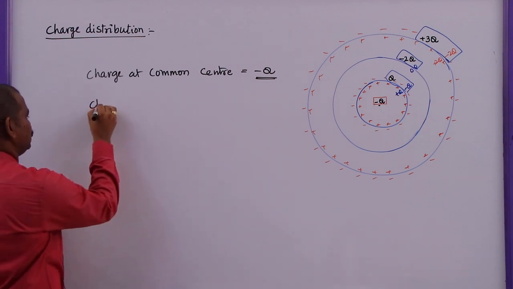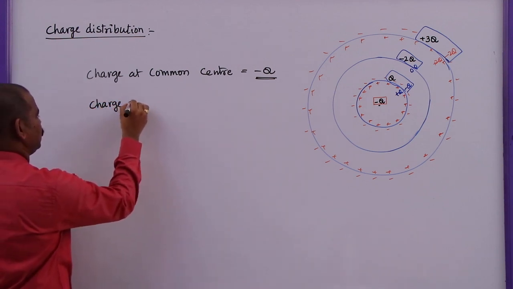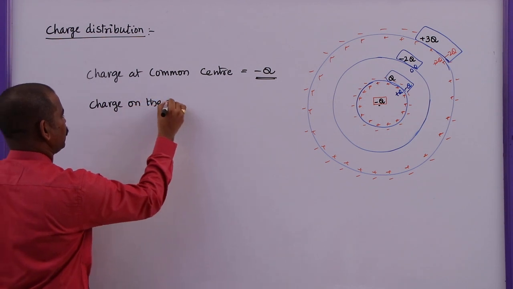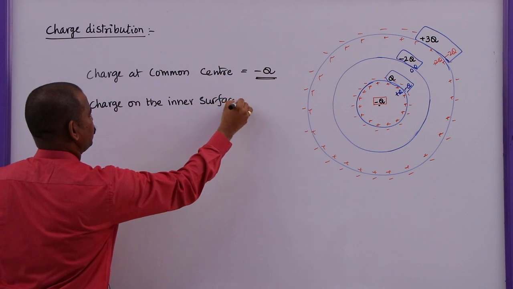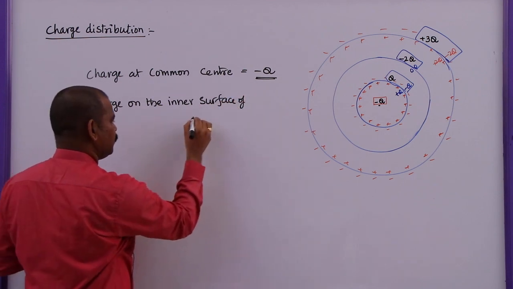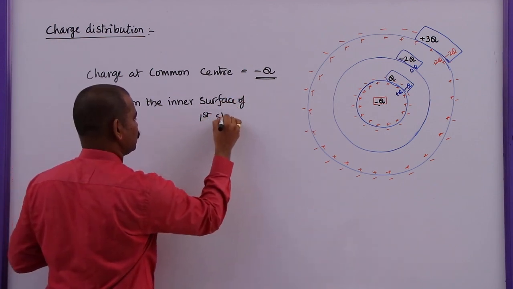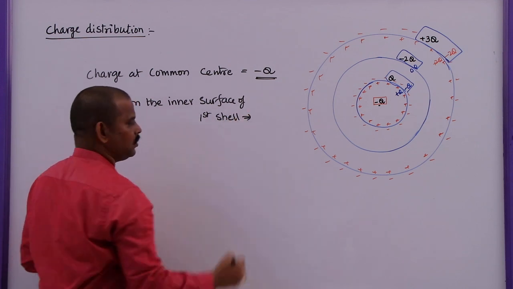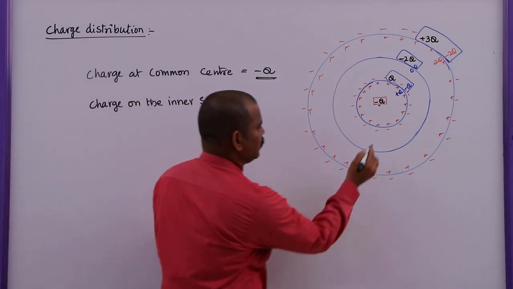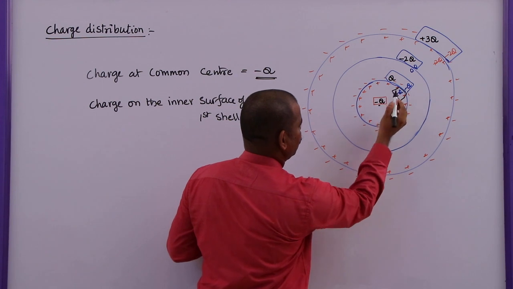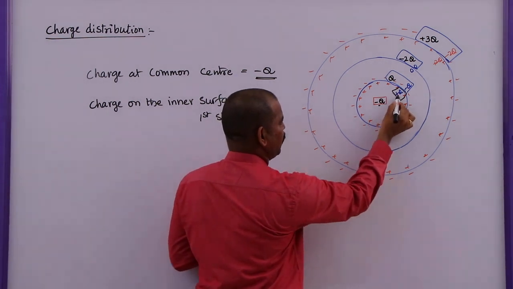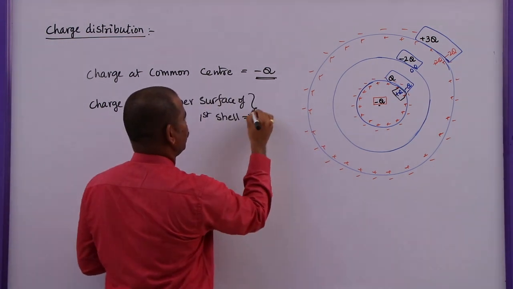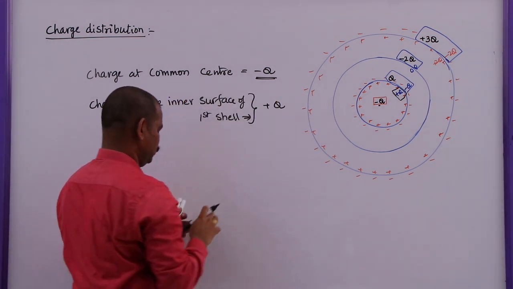So the charge on the inner surface of the first shell. Inner surface of the first shell, that is the charge which is induced here. Whatever charge is present here, it will induce an equal and opposite charge here. So this will be plus q.